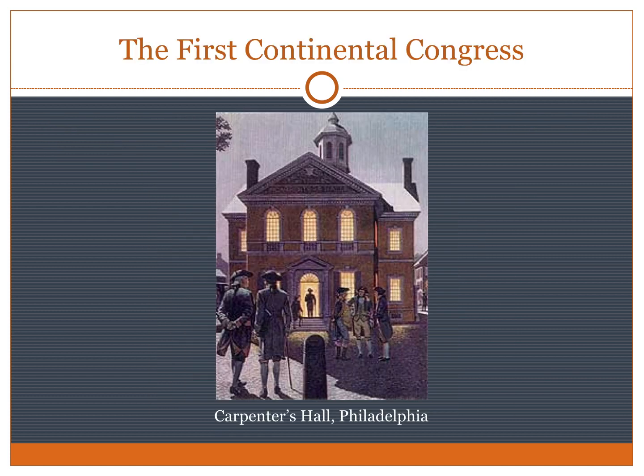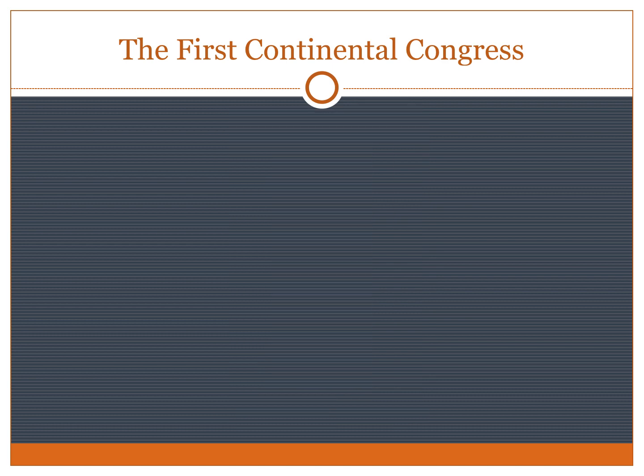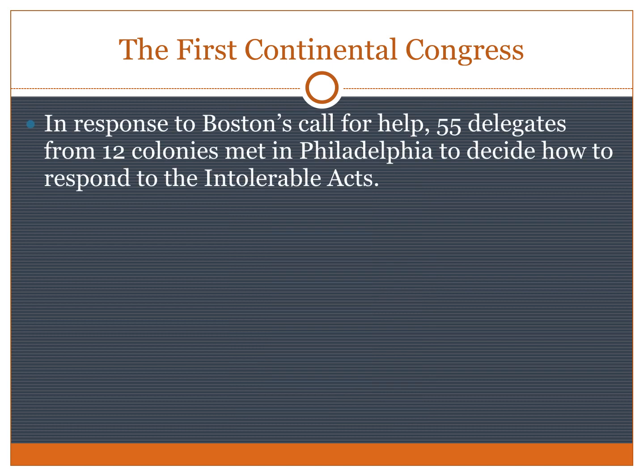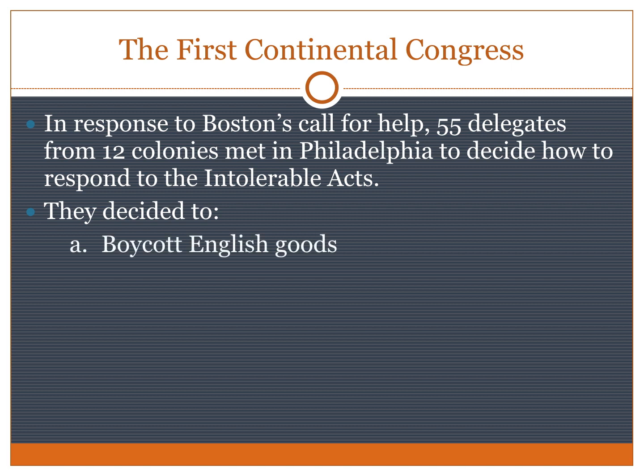And what happens is the First Continental Congress, which meets in Philadelphia. The First Continental Congress was created in response to Boston's call for help. And 55 delegates from 12 colonies are going to meet in Philadelphia to decide how to respond to the Intolerable Acts. They decided to do the following. First, they were going to boycott English goods. It worked in the past, why not try it again?